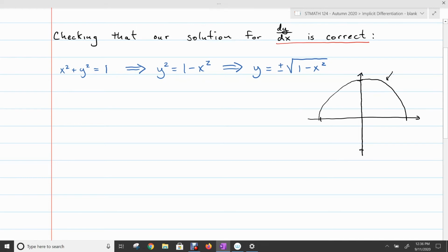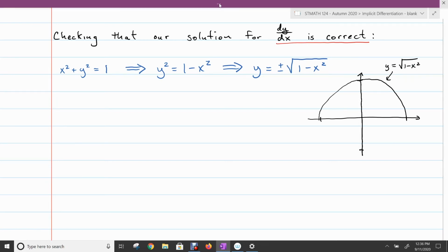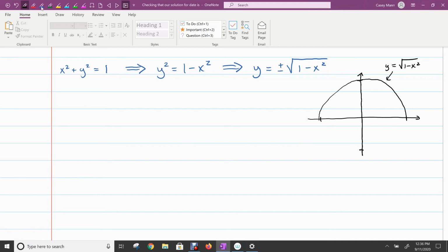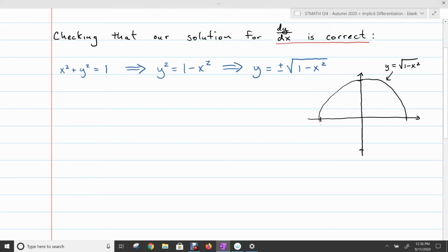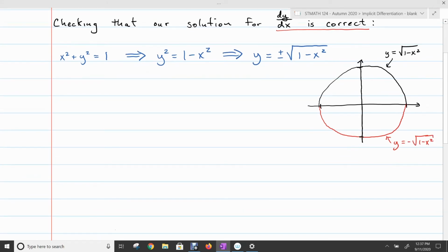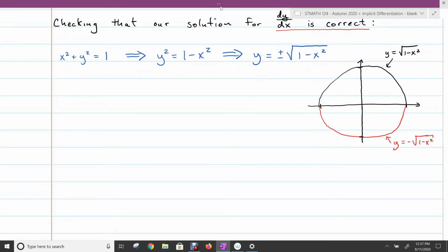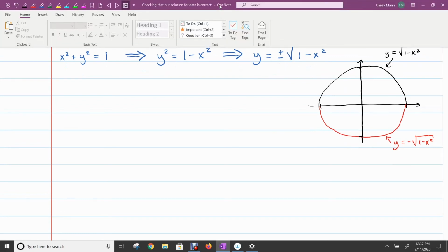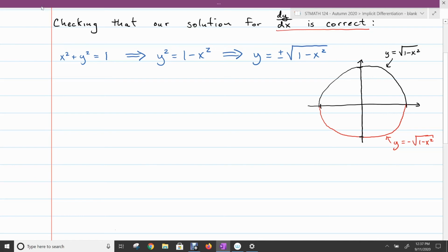This top half of the circle is your y equals the positive square root of 1 minus x squared. And that's a function, right? It passes the vertical line test. And then we have the bottom half of the circle here. This would be the negative root. y equals negative the square root of 1 minus x squared. So that's what we're seeing algebraically. The y being plus and minus the square root of 1 minus x squared is just the top and bottom half of the circle. But now let's take the top half of the circle.